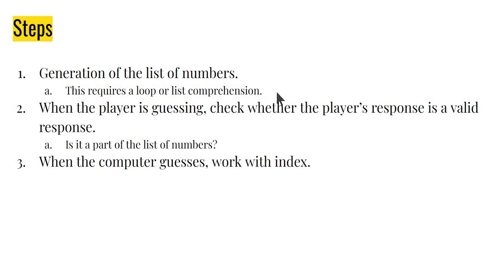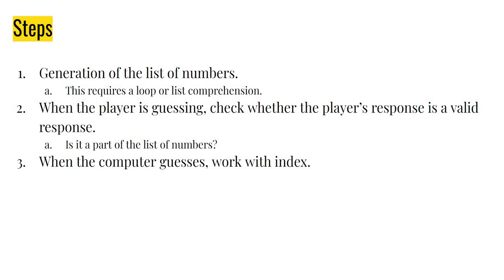The reason we need this is that the entire game now works on top of that list, because that's where the numbers are being chosen from. The next step that we must add to our existing game is that when the player is guessing, remember the computer picks, the player guesses, we must make sure that the player's response is valid. In this case, it's simply a matter of checking whether the response the player is giving is a part of the list of numbers that we have.